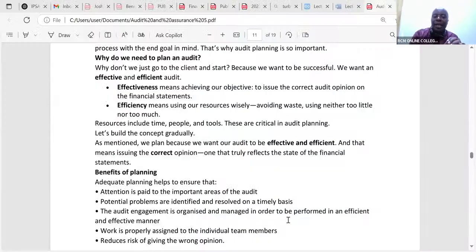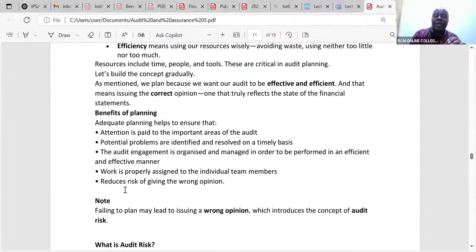So basically, whenever we talk of benefits of planning, the first one is that through proper planning, we shall be able to focus all our energies on those areas where we are needed most. So attention is paid to the important areas. Then number two, potential problems are identified and resolved on a timely basis. The audit engagement is organized and managed in order to be performed in an efficient and effective manner. Because of our planning, we are able to organize and manage our audit effectively and efficiently. Work is properly assigned to individual team members, which reduces the risk of giving the wrong audit opinion.